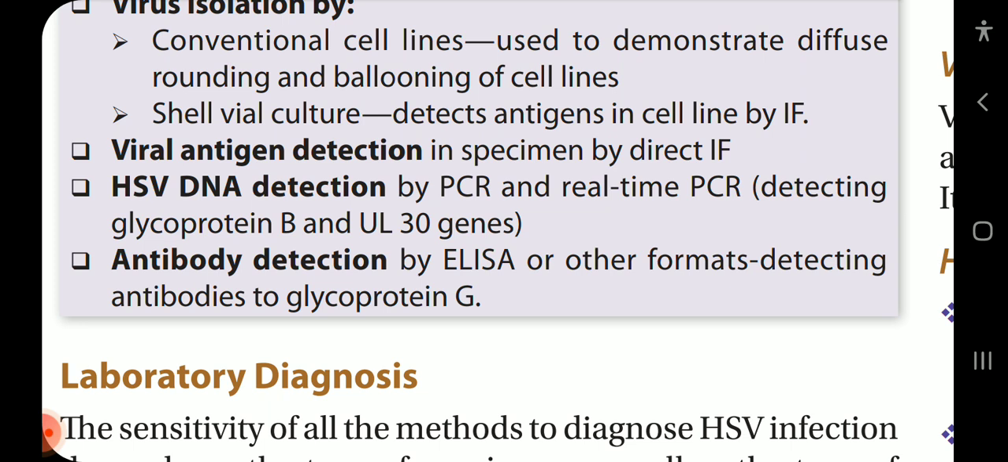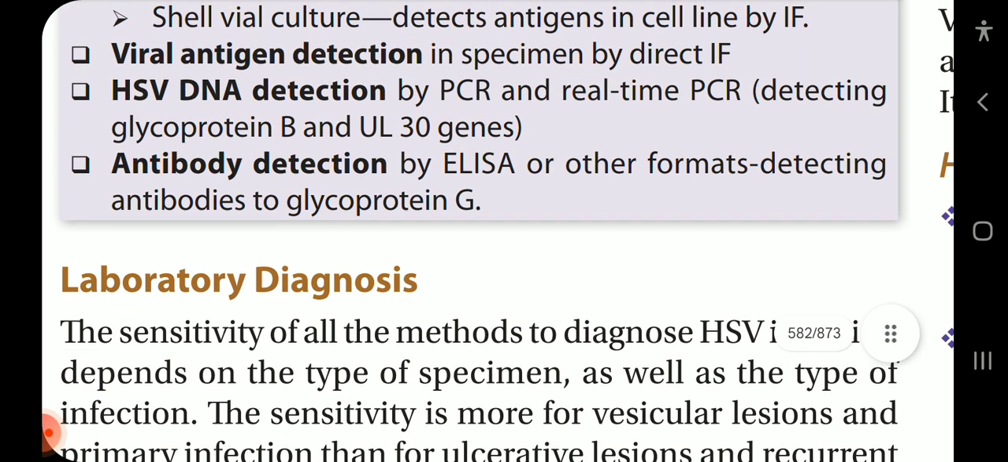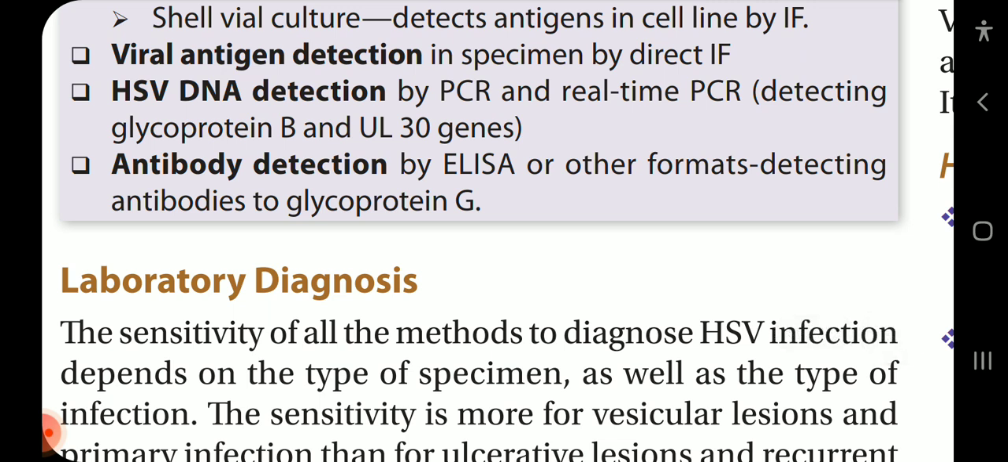Immunofluorescence: viral antigen detection in specimen by direct IF. HSV DNA detection by PCR and real-time PCR detecting glycoprotein B and UL30 genes. Antibody detection by ELISA or other formats detecting antibodies to glycoprotein G.